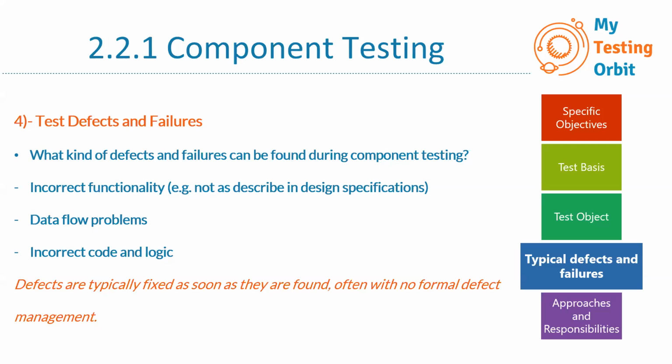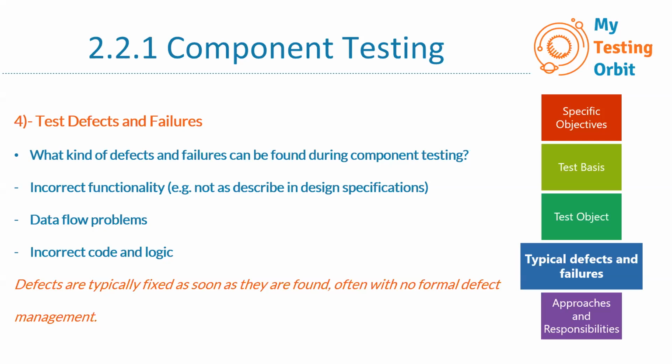Second is data flow problems. In one component, there are different flows which are required. Let's say there are 3 functions and there is a specific order in which those functions will be called or executed. If the flow of data is not correctly coded, then we'll have a defect over there as well. So that can be a type of defect.